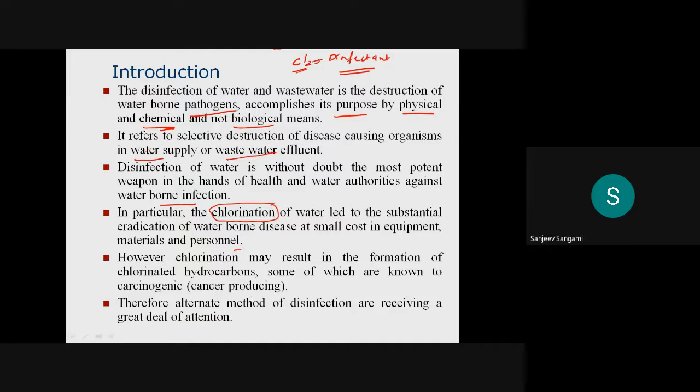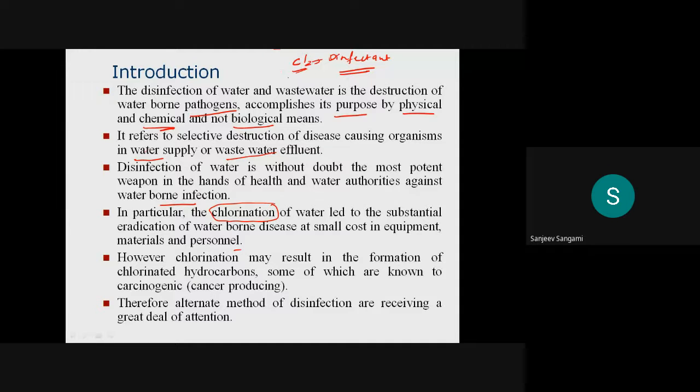However, chlorination may result in the formation of chlorinated hydrocarbons, some of which are known as carcinogenic, or cancer producing also. Therefore the alternative method of disinfection is receiving a great deal of attention. Of course, nowadays the bleaching powder has been in practice.